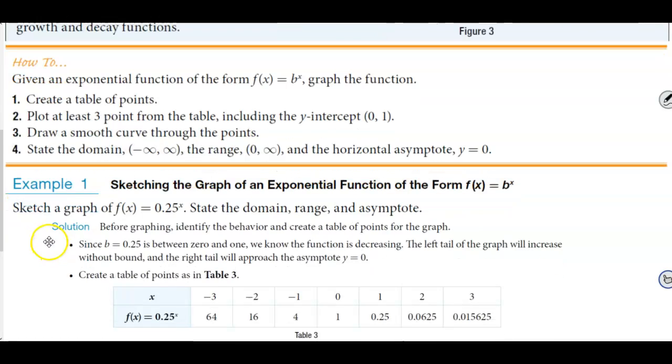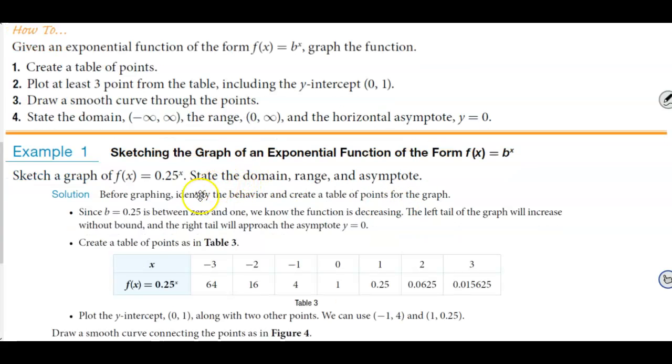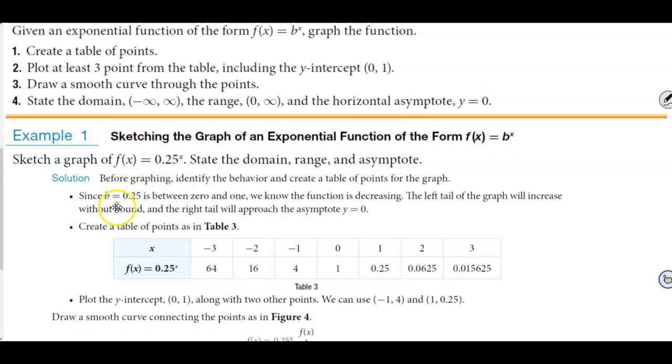In example number 1, we want to sketch the graph of f of x equals 0.25 to the x power, and then state the domain, range, and the asymptote. Before graphing, we want to identify the behavior and create a table of points, so we need to look at the base. Since the base is 0.25, between 0 and 1, the function is going to be decreasing.